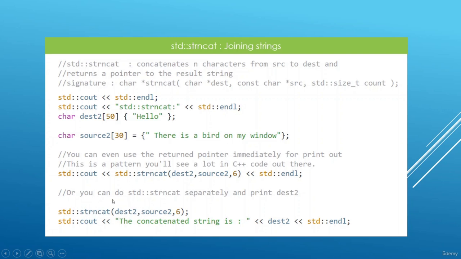We say the destination, we say the source, and we say how many characters we want copied from the source here. And we say 6 characters, so we are going to count from the source. We're going to say 1, 2, 3, 4, 5, 6. We're going to grab this "there" string with this space here, and we're going to append that to the destination. And that's what we're going to get in here. We're going to say hello space and there, and that's what we're going to have printed out here if we print dest.